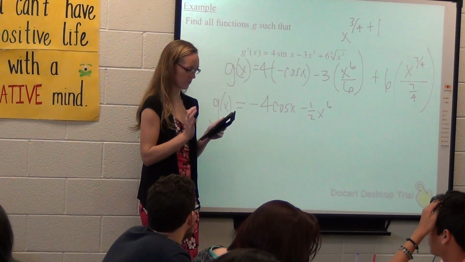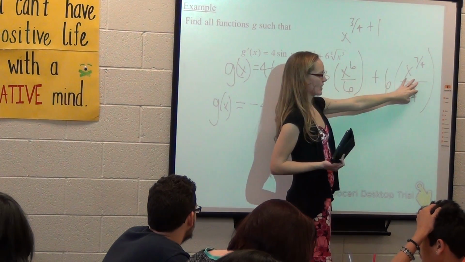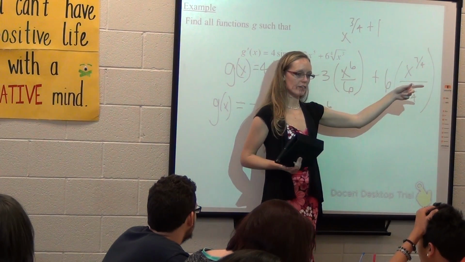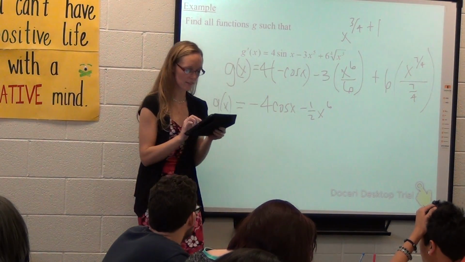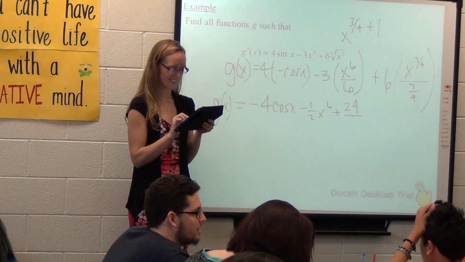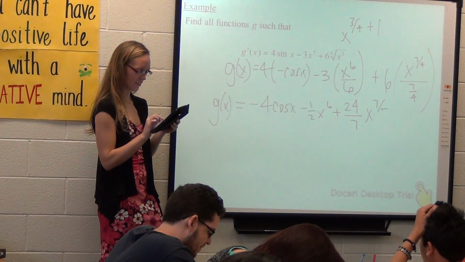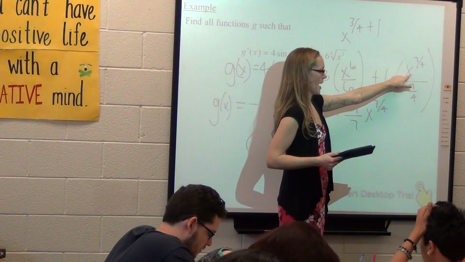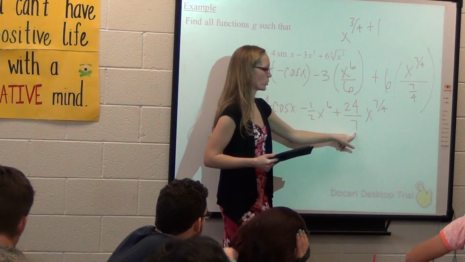Over here, I've created this complex fraction. If I'm dividing by a fraction, I flip and multiply, right? So this becomes 4/7 times 6. Okay. Flip this and multiply. So this is now 4/7 x to the 7/4. 4/7 times 6 is 24 over 7.